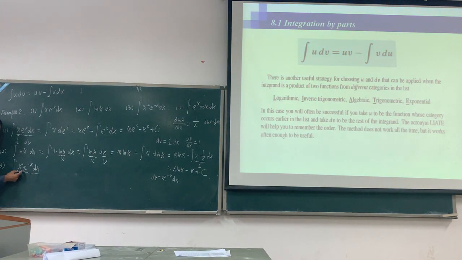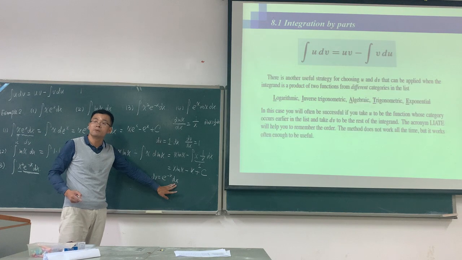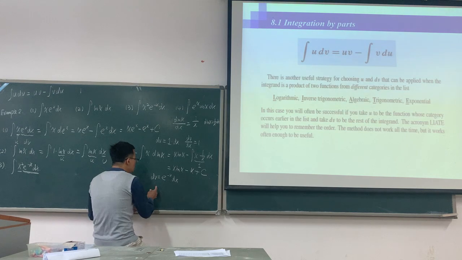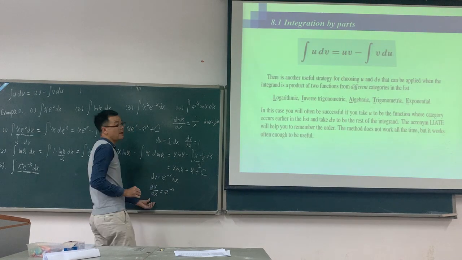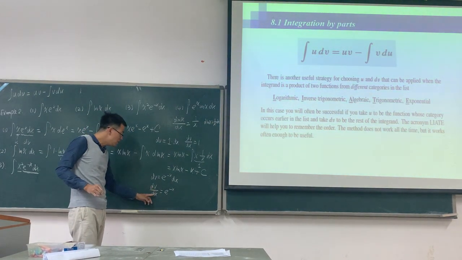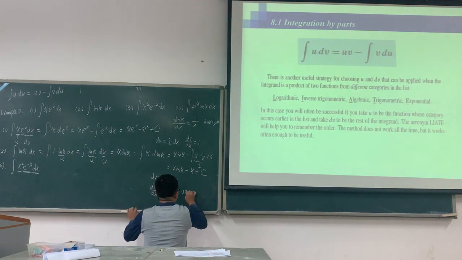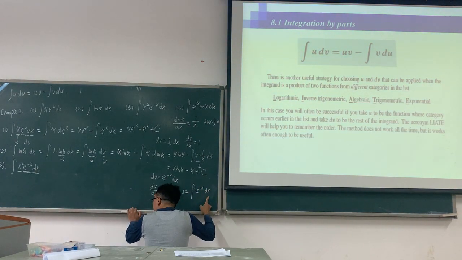So this part is u, and this part is dv. Here dv equals e to the minus x dx. So we need to find v. Here dv/dx equals e to the minus x, so v equals the antiderivative of e to the minus x. So what is the antiderivative of e to the minus x?